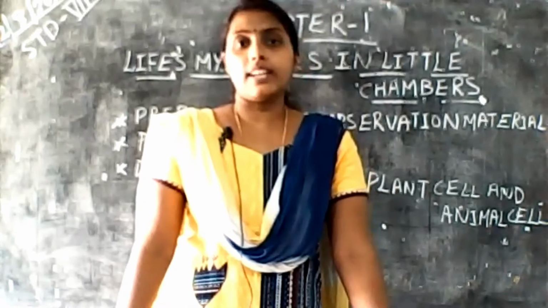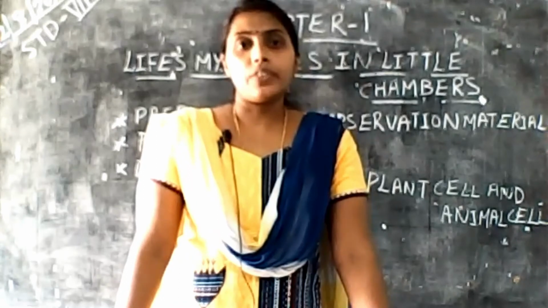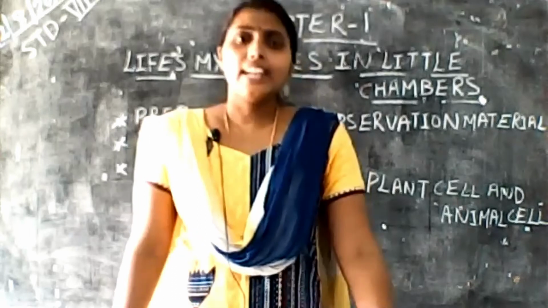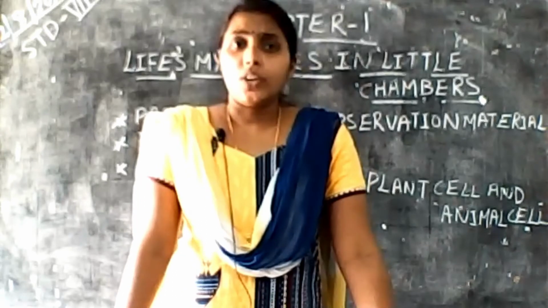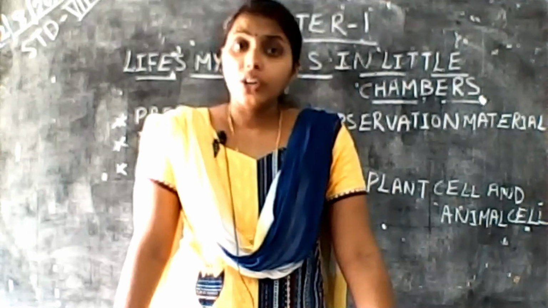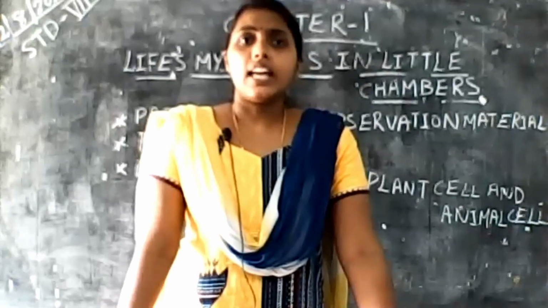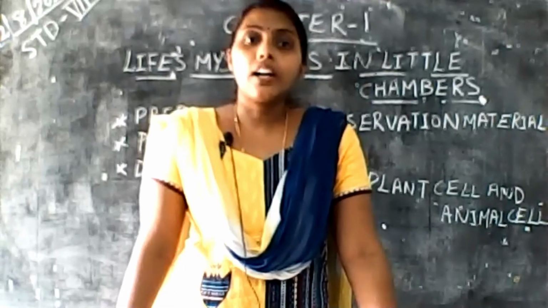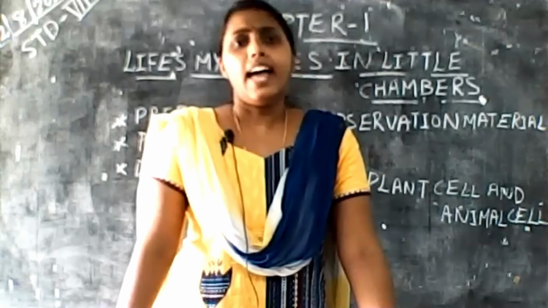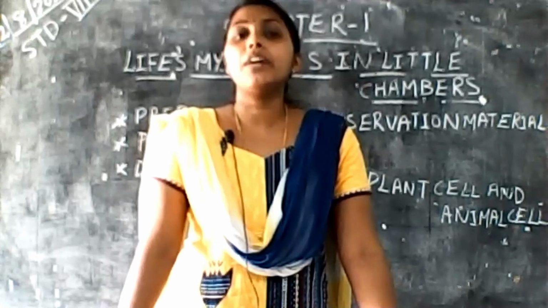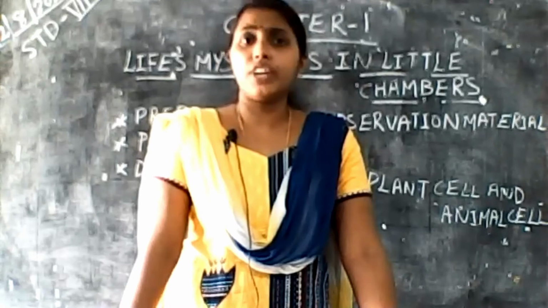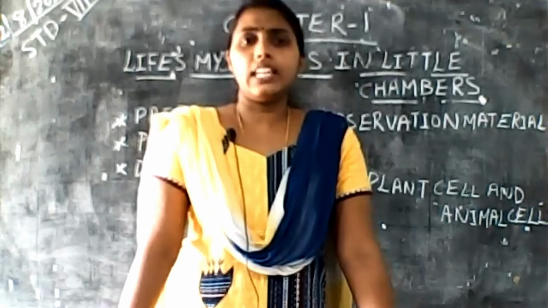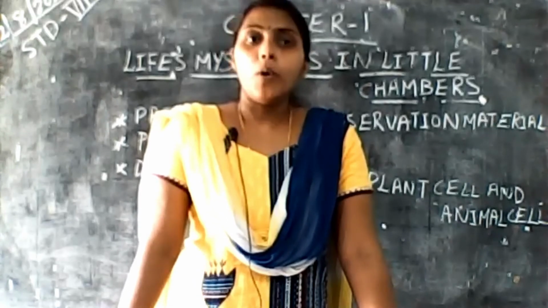Then chromoplast. It consists of pigments: xanthophyll, which is yellow in color, carotene, which is yellowish orange, and anthocyanin, which is purple or red. These pigments provide the color to the fruits and leaves. Apart from the green color, you are seeing different colors of flowers, leaves and fruits. All these are seen because of the presence of the chromoplast.